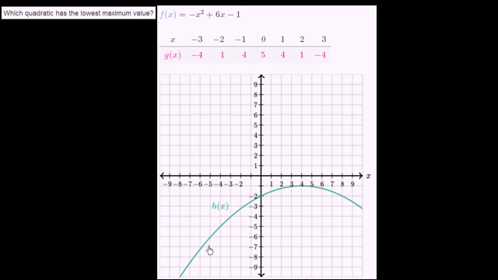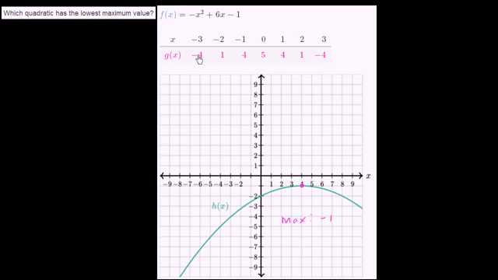So h of x, we can just look at it visually and say, what's the maximum point? And the maximum point looks like it's right over here when x is equal to 4. And when x is equal to 4, y, or h of x, is equal to negative 1. So the maximum for h of x looks like it is negative 1.